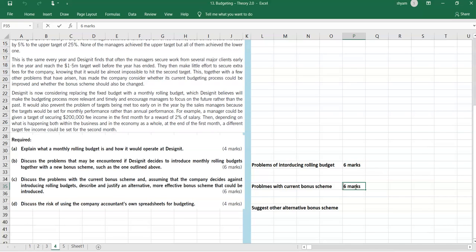So it's a 6 marks question. Okay, the C is a 6 mark question. We can write 3 marks for the first part and we could write another 3 marks for the second part. Okay, so that's about it.